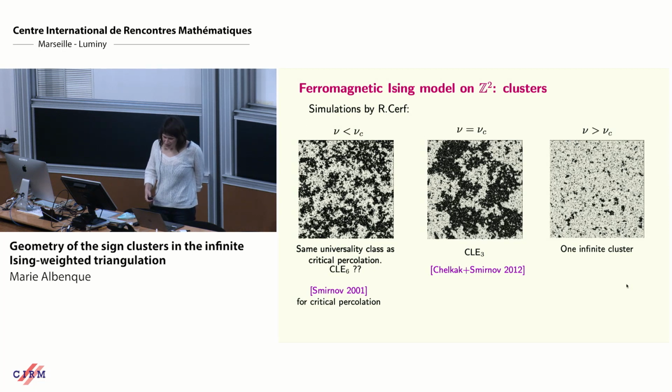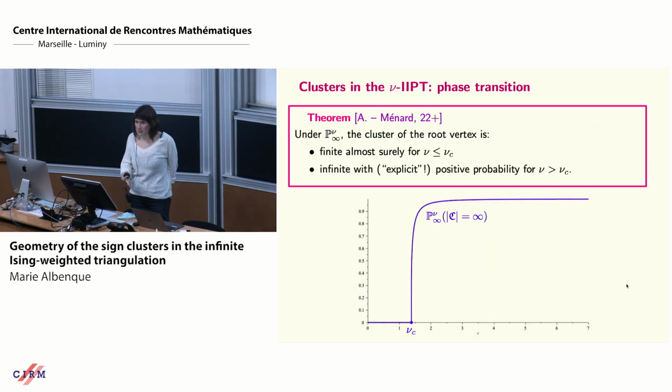But here you see that there is really a phase transition. You can see really on this picture that there is a geometric phase transition about the behavior of the clusters. And what we proved with Laurent, one of the results we obtain, is a similar evidence for a phase transition. We look at the root cluster, and what we proved is that for nu less than nu c, there is almost surely no infinite cluster, for nu equal nu c, there is no infinite cluster, and for nu supercritical, there is an infinite cluster with positive probability.